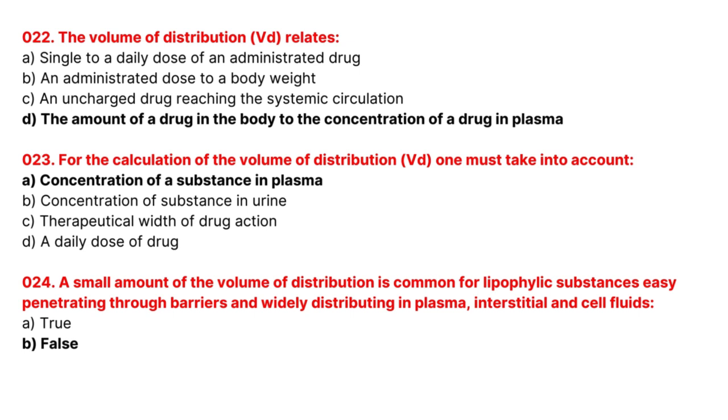023. For the calculation of the volume of distribution, VD, one must take into account A. Concentration of a substance in plasma. B. Concentration of substance in urine. C. Therapeutical width of drug action. D. A daily dose of drug. Answer is A. 24. A small amount of the volume of distribution is common for lipophilic substances easy penetrating through barriers and widely distributing in plasma, interstitial and cell fluids. A. True. B. False. Answer is B.